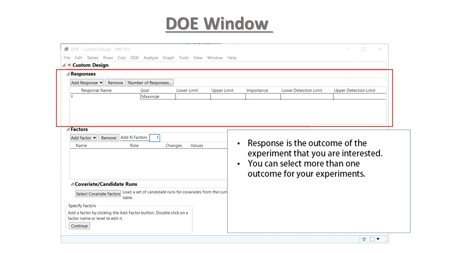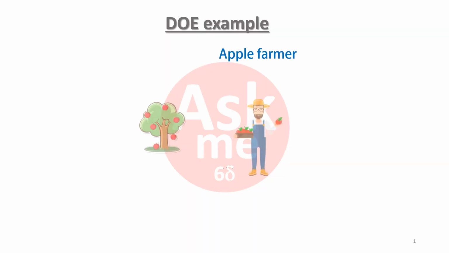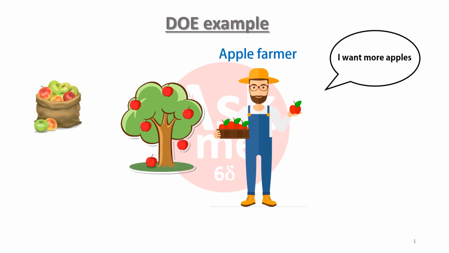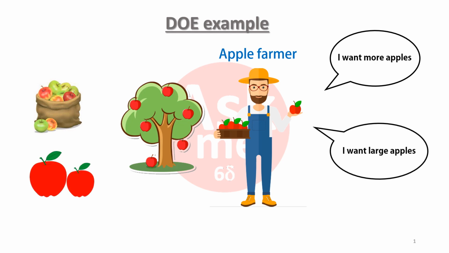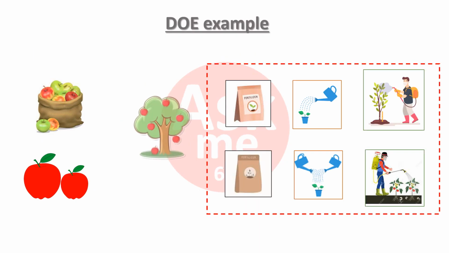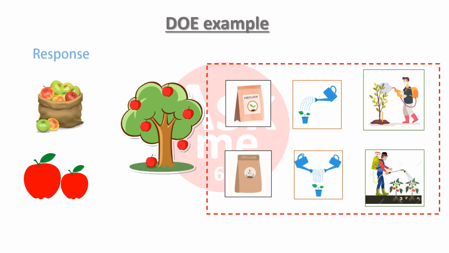Let's look at one example of a DOE experiment. Assuming that you are an apple farmer. You wanted your apple tree to produce more fruits and larger size. These are your desired outcome. In JMP, this is called response. You consulted some expert, and he recommended to try different fertilizer, watering amount, and different pesticide to increase the fruits and its size. These are the factors that might make a difference to your response.